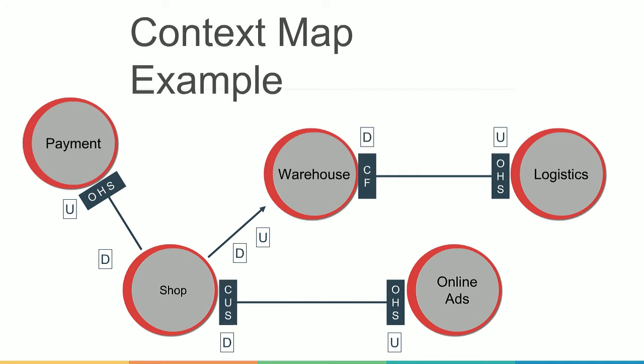The next thing we identify, the shop team is taking a lot of influence on the model from the online ads team. So the online ads team actually wanted to further develop their model, and they couldn't do that because the shop team always raised the veto flag. And we see that the shop also implemented an anti-corruption layer towards the payment context. For instance, the payment providers had their own model, and this got translated to a shop internal, more generalized kind of model.